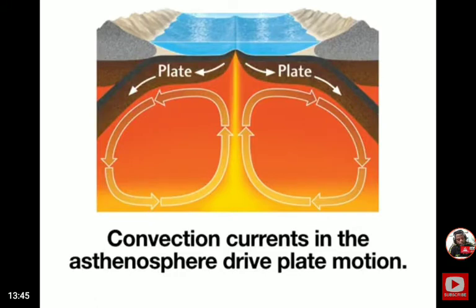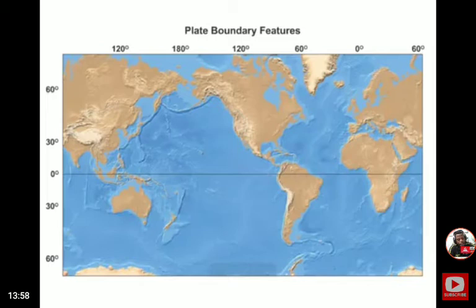So in this diagram, we have a type of boundary called a divergent boundary, where the plates are literally being ripped apart by the movement of the convection beneath. Keep in mind, this convection takes place in the asthenosphere, right below the lithosphere.